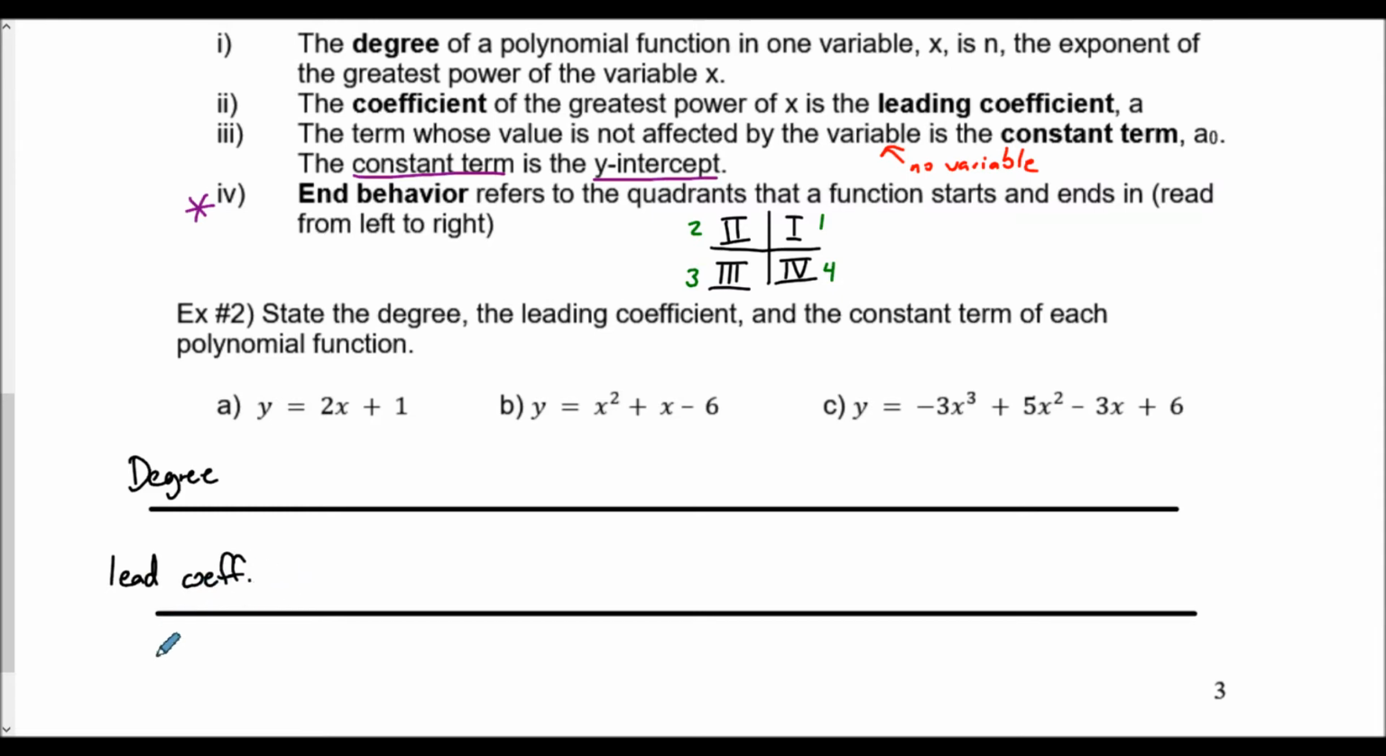The leading coefficient, and the constant term in each of these questions. So our degree in this polynomial is whichever term has the highest exponent with variable x. So in this case, our degree is 1. It's the only variable, it has an x, and the exponent is 1.